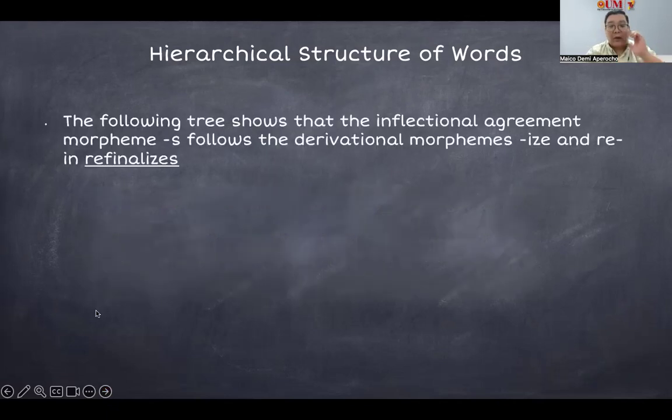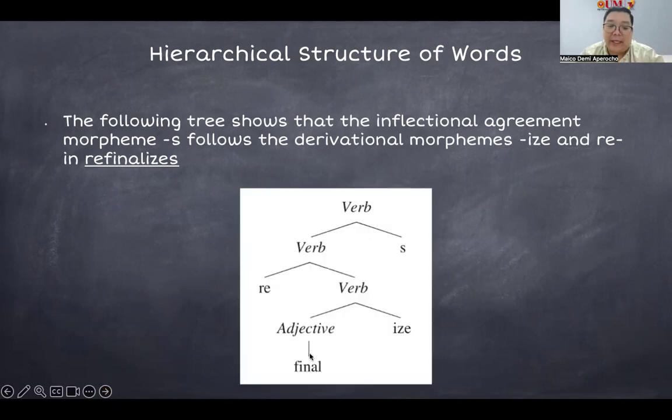So here, the following tree shows that the inflectional agreement morpheme S follows the derivational morphemes IZE and the prefix RE in the word refinalizes. So we remove the suffix S first. So we are left with refinalize, which is an acceptable word.